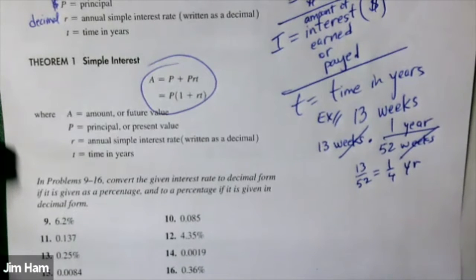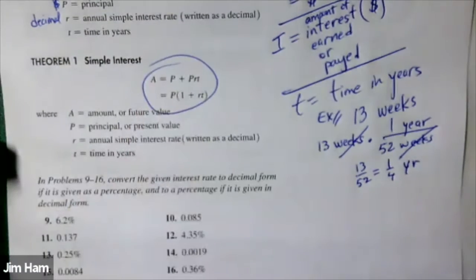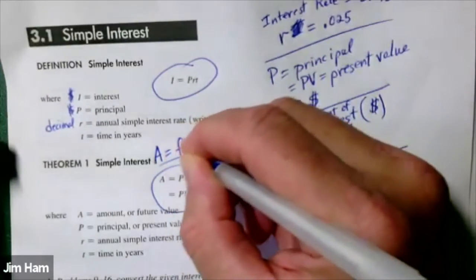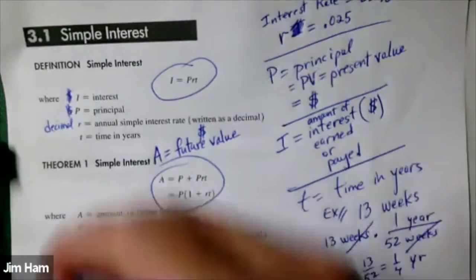And those are it. The only other one that we have is in this other formula here, the A. And the A is the future value. It could be the amount of the loan, but it's also in dollars as well.